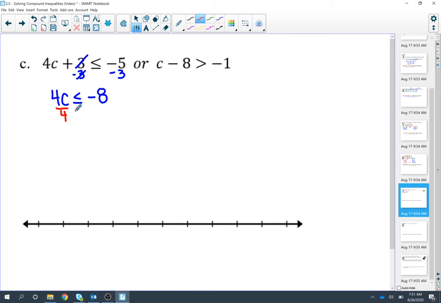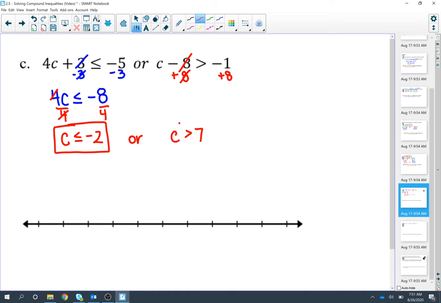Divide by 4. Now, notice we're just dividing by positive 4, so we don't have to flip any signs, but negative 8 divided by 4 is negative 2. Or, on this one, I'm going to add 8, which is going to leave me with c is greater than 7. So I have a negative 2, I have a 7.